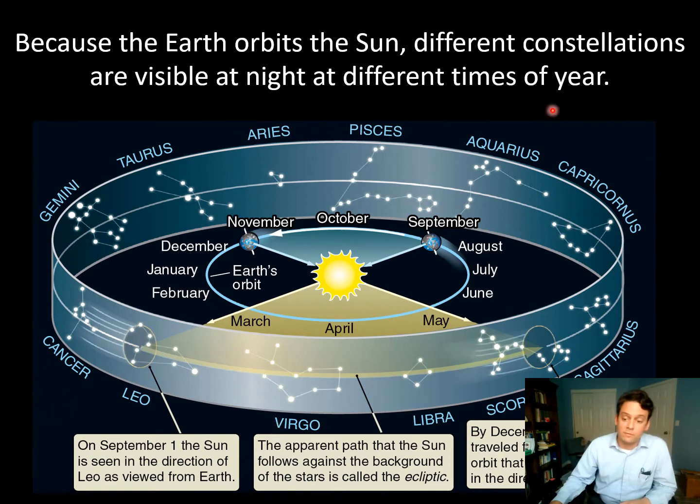And then by December 1st, Earth has traveled far enough. So this is September. Again, we're in Leo. In December, it's 3 months later. So we've traveled a quarter of the distance around the sun, essentially, and we've traveled far enough that the sun is seen in the direction of Scorpius. And so, I don't know anything about the zodiac, but for those of you that may, these are the signs of the zodiac, and they correlate with months of the year.